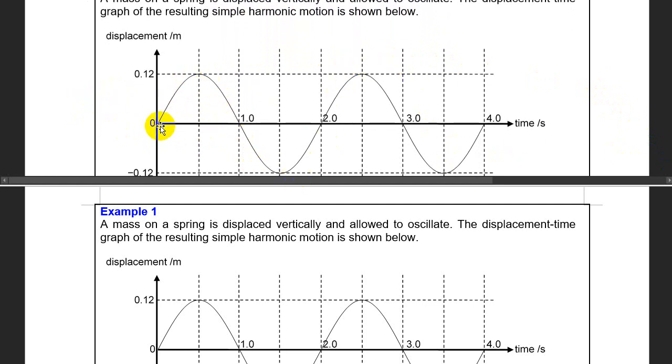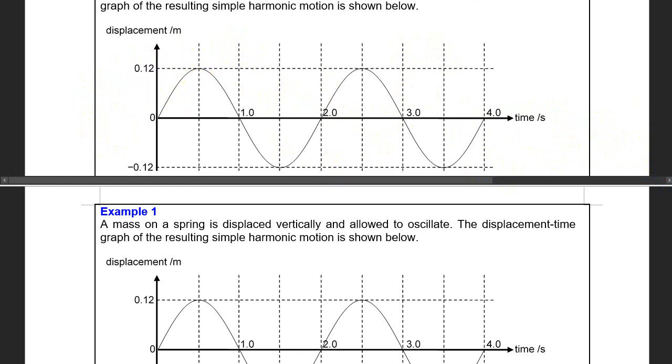At first it's at the center, it goes up, then comes back to the center, then comes down, then center again, up, down, up, center, down to the center again. So this is the displacement time graph for a simple harmonic motion. The amplitude is 0.12 meter.